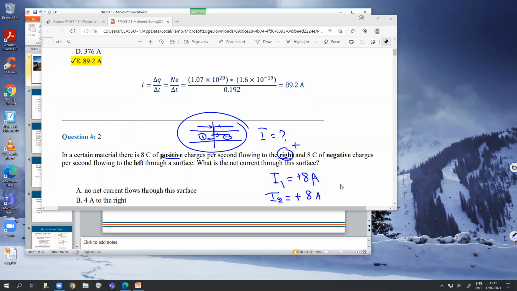And the second flow of current is due to negative charges. Those negative charges are moving to the left. So that means their current direction is to the right, opposite. So the current due to the negative charges will be plus 8 amperes.